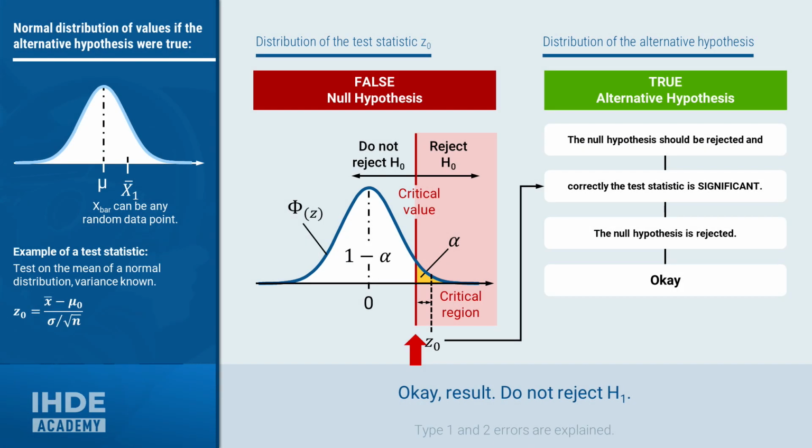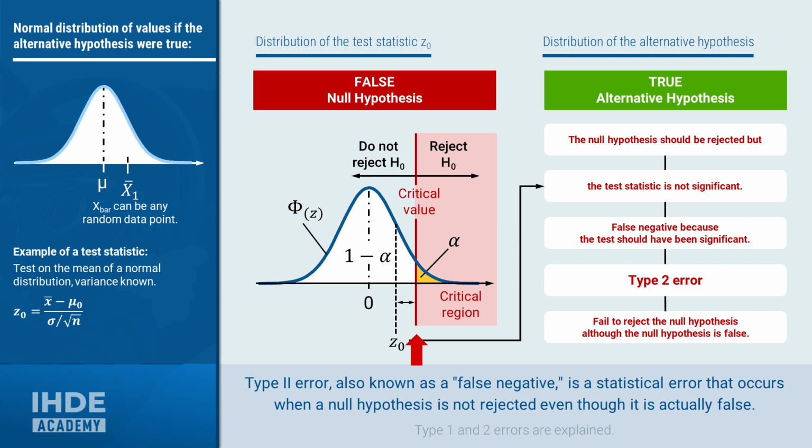Now we swap the truth content of the hypotheses. We know that the null hypothesis is false and the alternative hypothesis is true. If the test statistic is now in the critical region, like before, the result is significant and the null hypothesis is rejected. The correct decision.